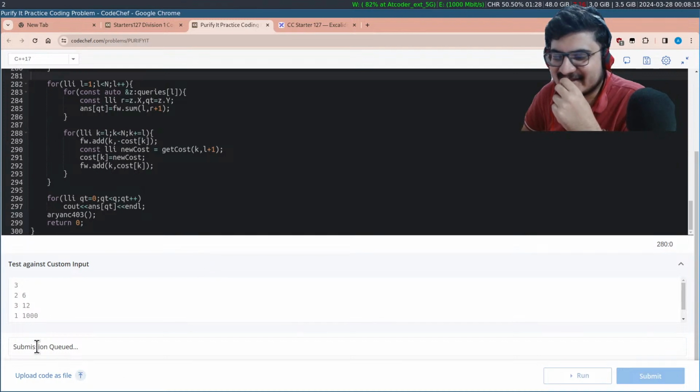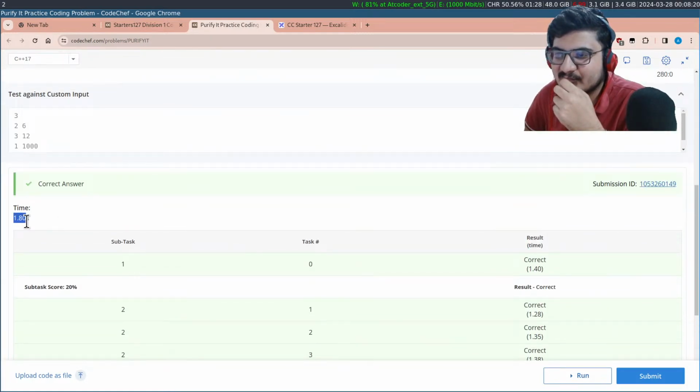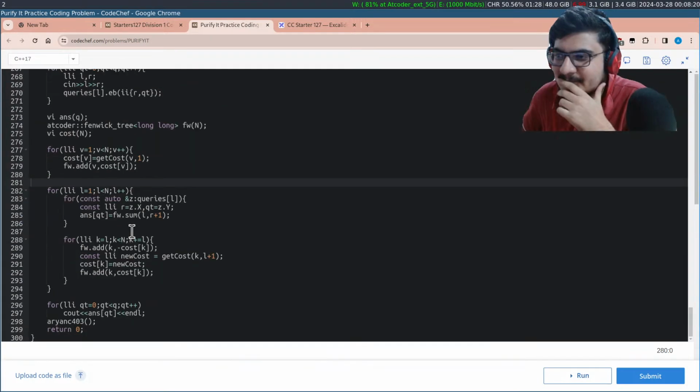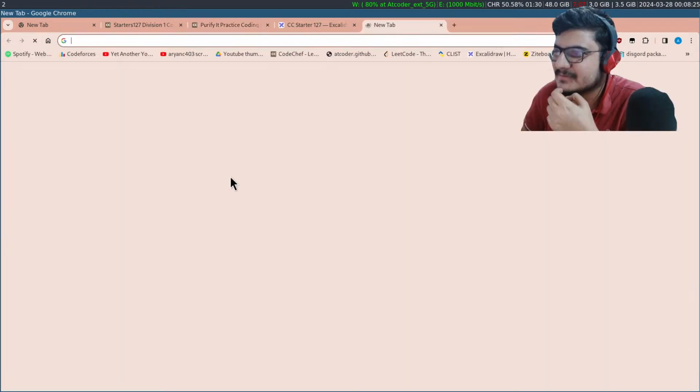Okay, it looks like it's taking a long time, so it should get accepted now. The time it took was around 1.84 seconds against the time limit. I think I would have been able to optimize some more places, but it was not required.